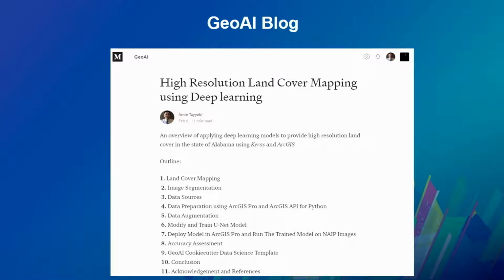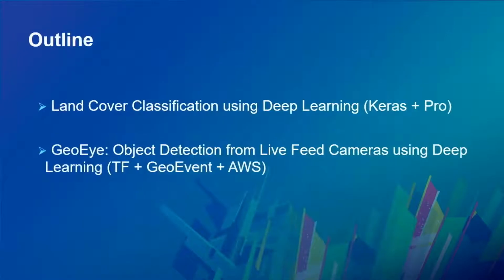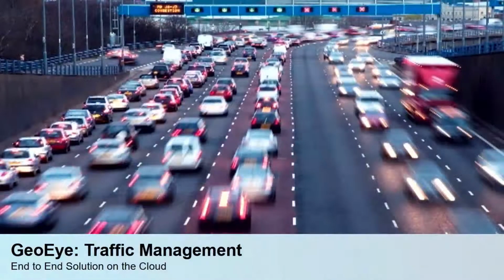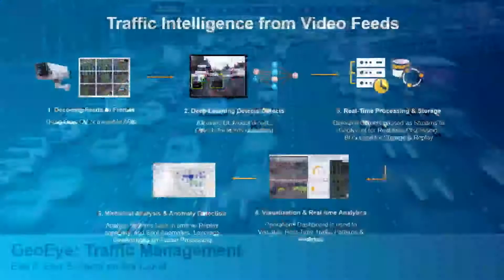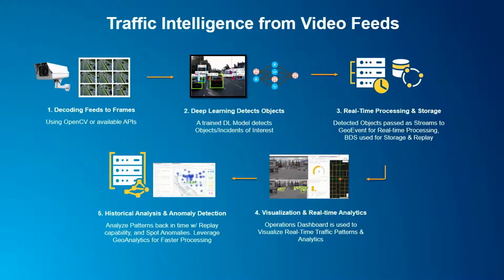I'm currently working with Portugal and Germany and another country that I don't remember, to replicate this process for them. So the next one is GeoAI. That's an interesting solution that we built using the Python API, TensorFlow, GeoEvent, and AWS. The idea of GeoAI was tracking people at intersections. We actually had access to live feed cameras from DC, and there are about 111 cameras that we get a live feed from.